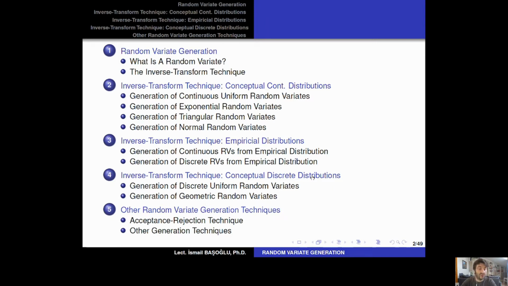And finally, we are going to finalize this chapter by learning another random variate generation technique, because the inverse transform technique is just one of the ways. It is maybe the most important and most famous way of generating random variates, but there are other techniques as well, and they have their own advantages and disadvantages. Another technique is called the acceptance rejection technique, and we are going to learn about this technique in its simplest form, and we are just going to mention the other generation techniques by name, but we are not going to learn how they work. And this is just going to be the outline of the fifth module of our class.